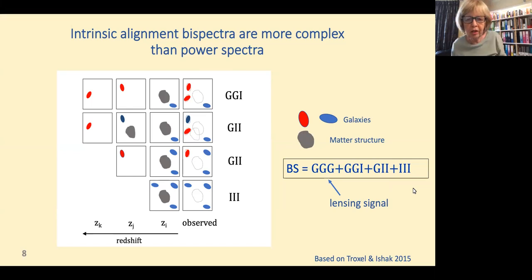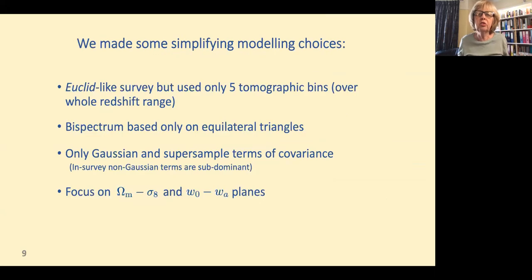The helpful thing about this is that the intrinsic alignment affects the bispectrum differently from the power spectrum. And that might be good if you're trying to disentangle the effect. So those are the systematics that we chose to look at. I'll now say a little bit about the modeling choices and assumptions we made.